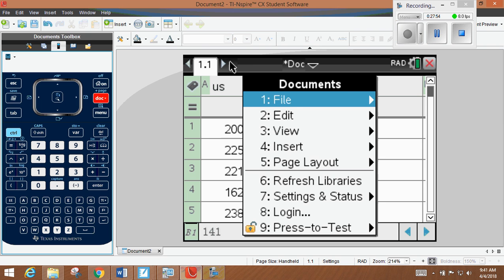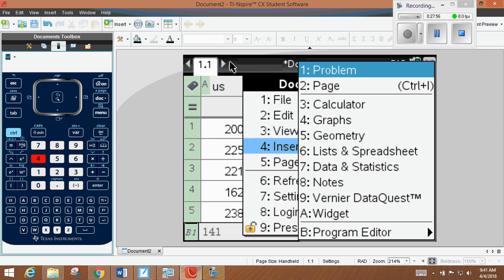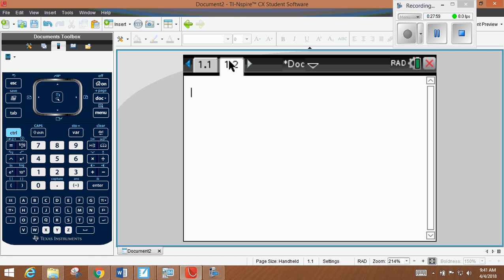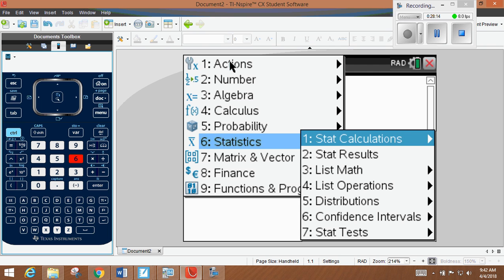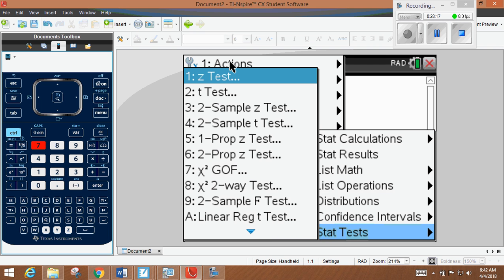Now I'm going to have to insert a calculator page so that I can let this thing do the test for me. I will hit menu. I was going to say math, but that's not this calculator. Statistics, stat tests, and we're going to use chi-squared GOF. That stands for goodness of fit. Okay, so we're going to hit 7.